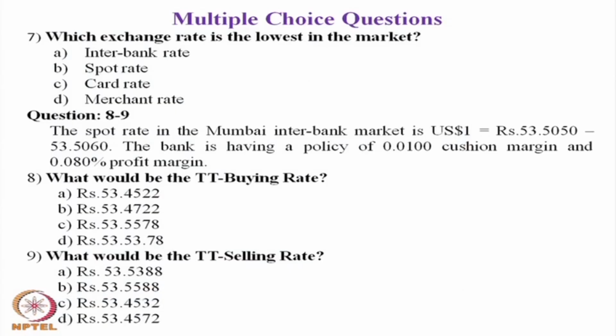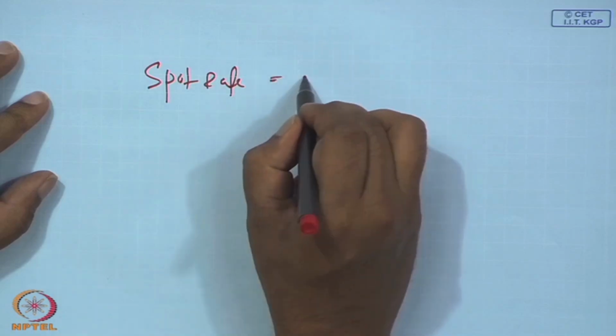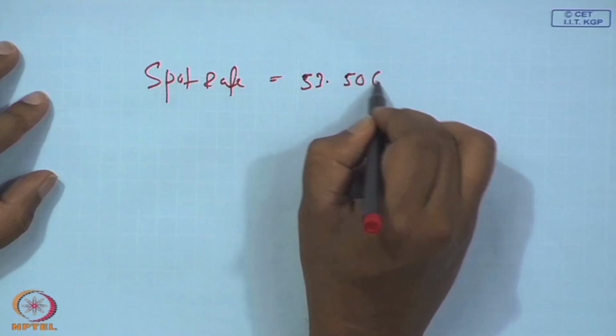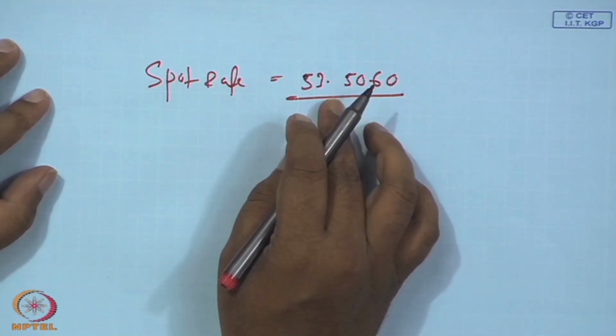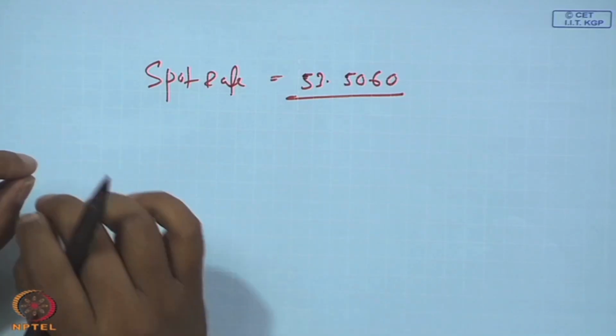Similarly, question number 9 asks what would be the TT selling rate. When you sell a TT, you require foreign currency, so the bank will charge you more INR. The applicable spot rate is 53.5060, to pay more Indian rupees to purchase $1. You are selling a TT and buying foreign currency.